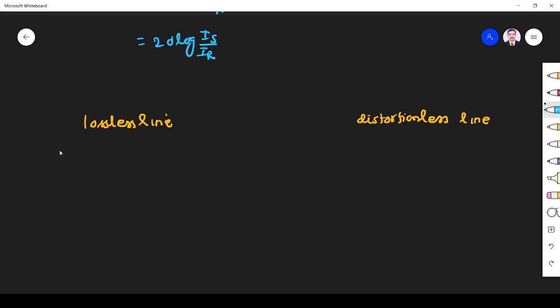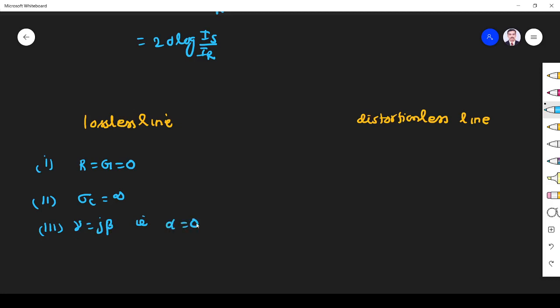Yeah, a lossless line has characteristics like this. One is R is equal to G is equal to 0. That is, both resistance and conductance are 0. Second, conductivity is infinity. Right? Then third one is gamma is equal to j beta. That is, alpha is equal to 0.